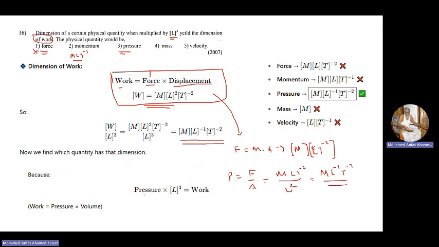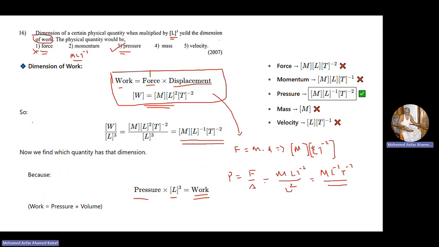It means if we multiply the pressure dimension by L cube, we get the dimension of work. It is equivalent to the dimension of work. So the answer is pressure, number 3. And the mass is capital M, the velocity is L T minus 1. So the answer is option number 3.